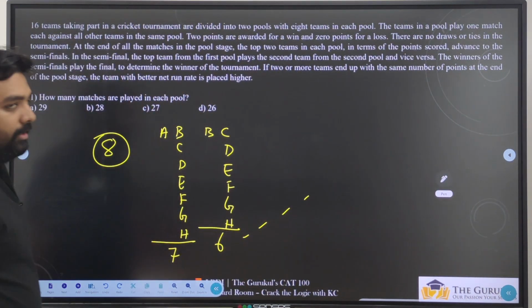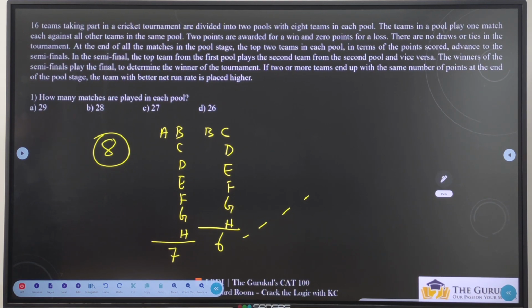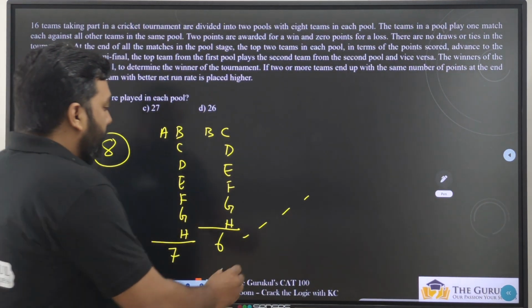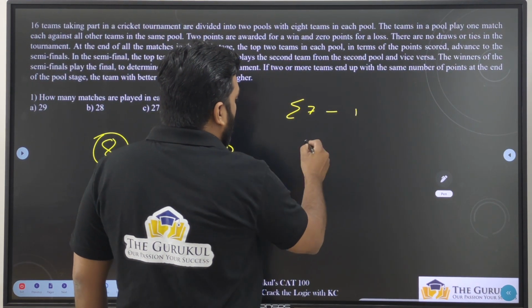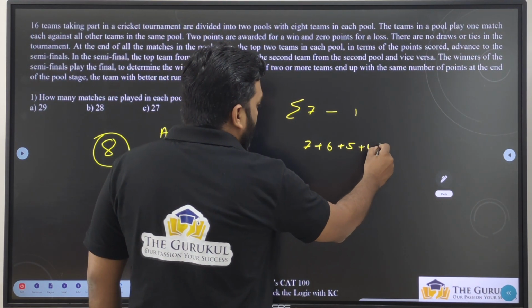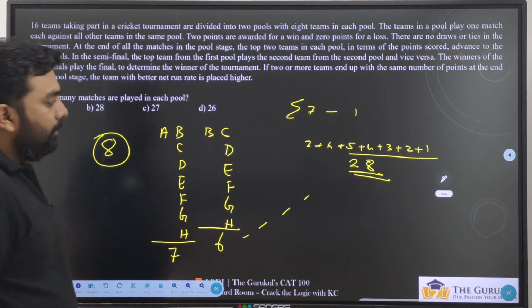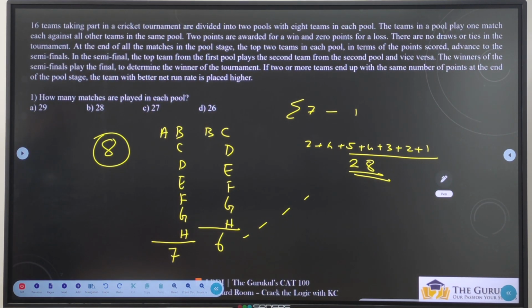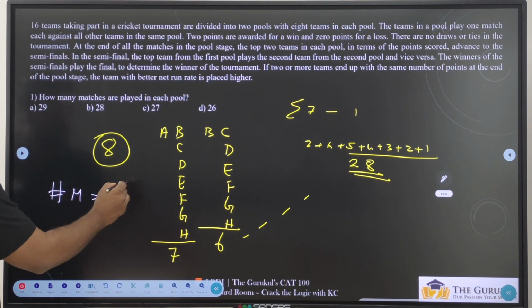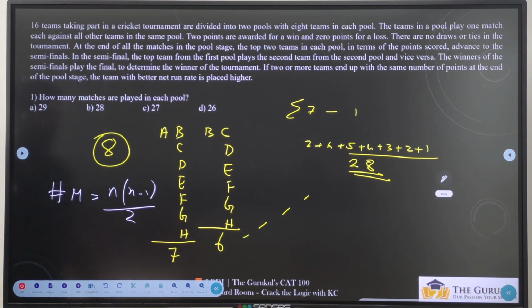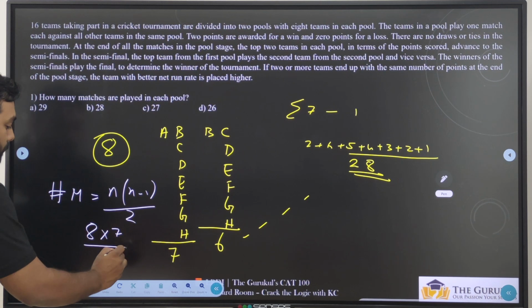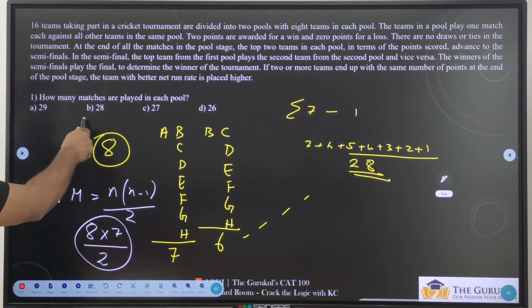So on. So how many matches are there in the pool? That's what we need to calculate. Perfect, which is equal to the sum of 7 to 1, that is 7 plus 6 plus 5 plus 4 plus 3 plus 2 plus 1, which is 28. Right? Now if you remember, in the previous set of games and tournaments which we discussed, the number of matches is always given as n into n minus 1 by 2. So here the number of matches will be equal to 8 into 7 by 2. So 28 matches are there in the pool.